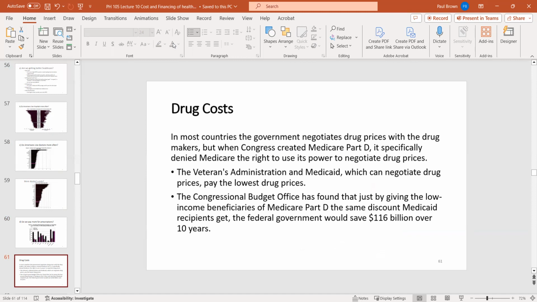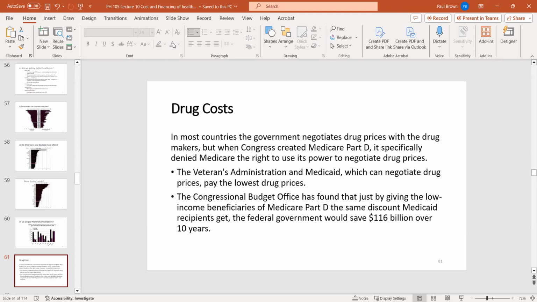And the reason is that other countries negotiate drug prices and we don't negotiate drug prices. And why don't we negotiate drug prices? Well, we'll talk about that on Thursday. The Biden administration actually just changed this, right? One of the things in the Inflation Reduction Act from last year was that it gave Medicare the ability to negotiate drug prices. So we'll talk about that.